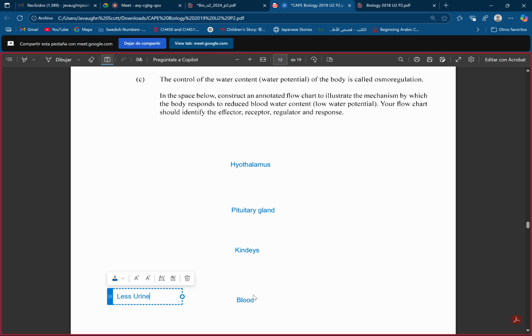I'll put in the arrows after more urine. Okay, so yeah. Or repeat.